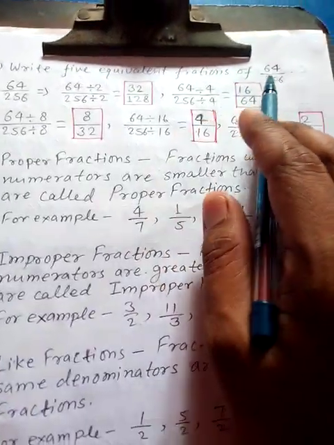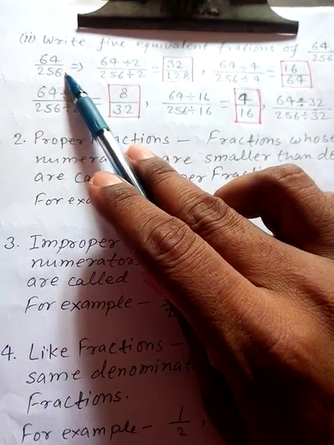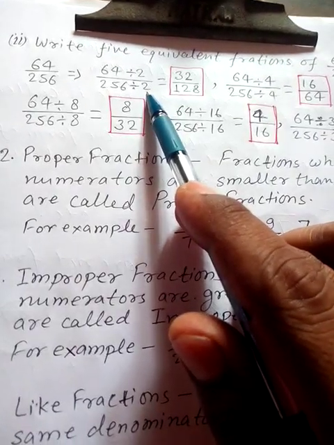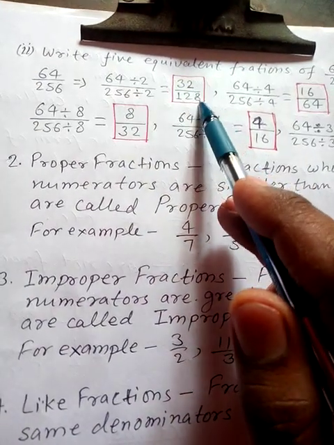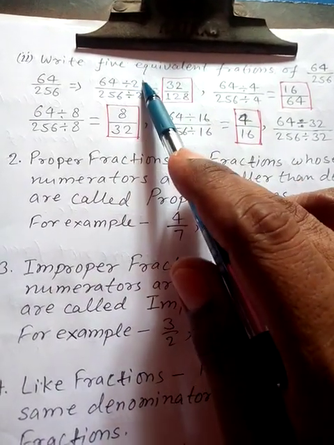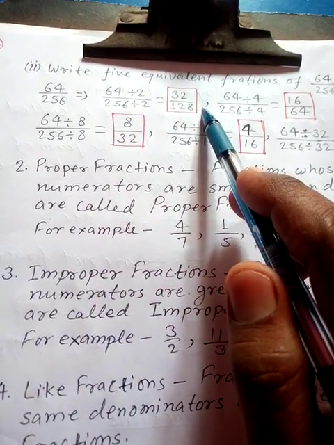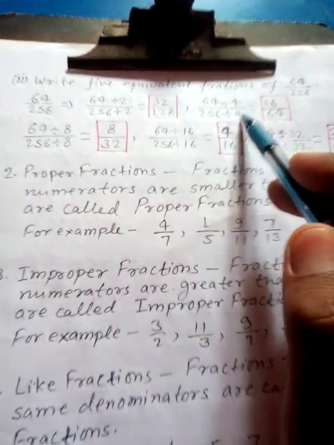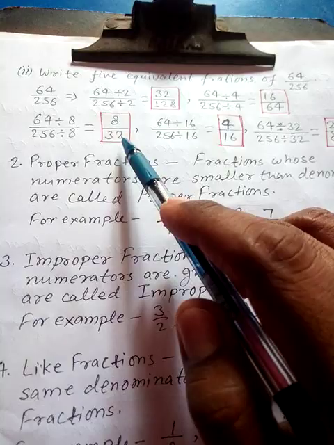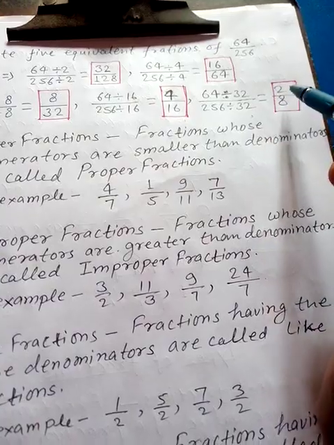Write 5 equivalent fractions of 64 by 256. Here 64 by 256 is the number, and I am going to divide numerator and denominator by 2. You will get 32 by 128. It means you can also divide by the same number to get an equivalent fraction. 64 by 256 divided by 4 gives 16 by 64. Divided by 8, you will get 8 by 32. Divided by 16, you will get 4 by 16. Divided by 32, you will get 2 by 8.